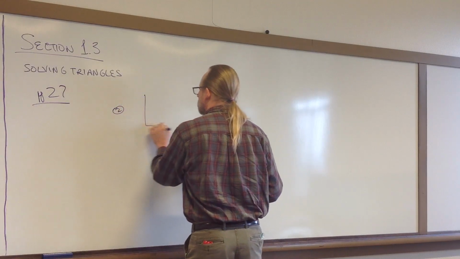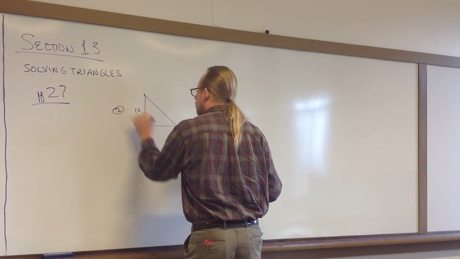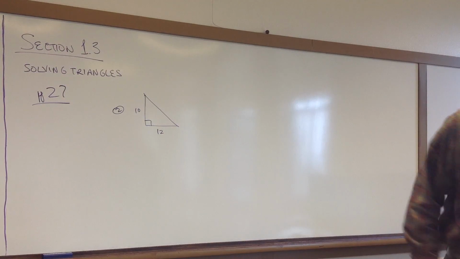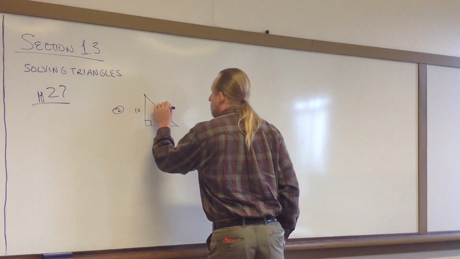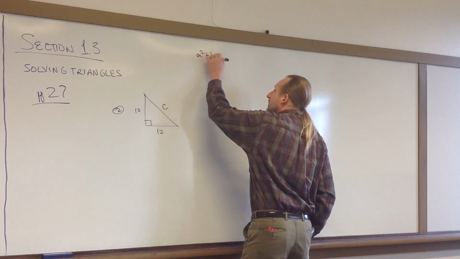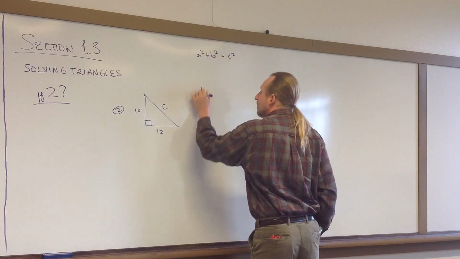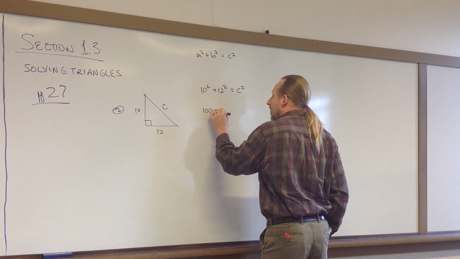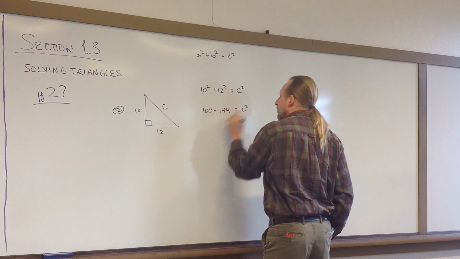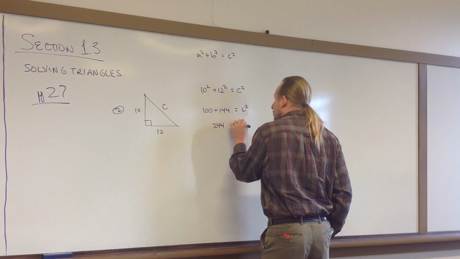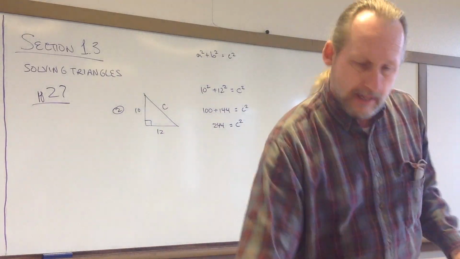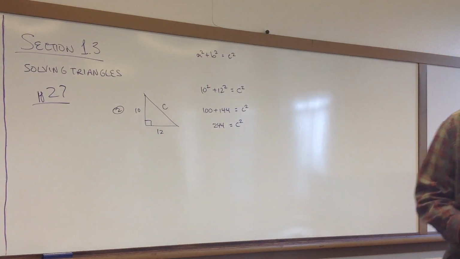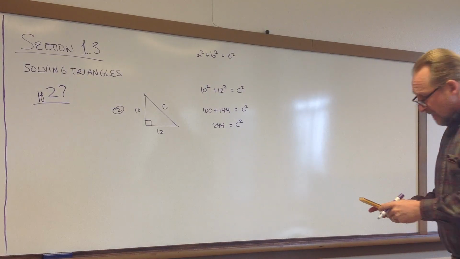We've got a right triangle here with legs of length 10 and 12. So, if we want to find the hypotenuse, we can use the Pythagorean theorem. And so we would say 10 squared plus 12 squared equals c squared. So that's 100 plus 144, or 244. And then we want to square root this. We could call it square root 244, or we could simplify the radical.